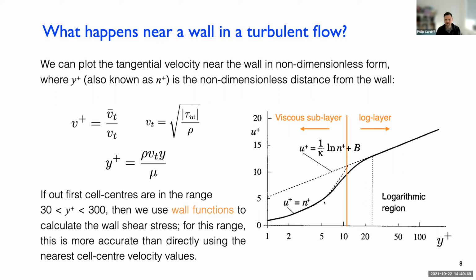So you can see up to around 5 here is the so-called linear region, and from about 30 is the log region, and then in between 5 and 30 is what's known as the buffer region.